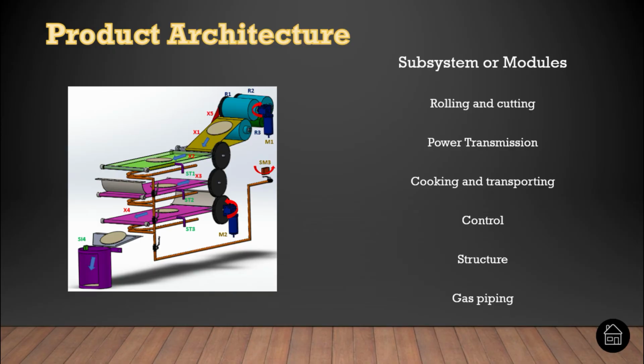Then, in the embodiment design, the first step is product architecture. In this step, we define the subsystems or modules, and these are rolling and cutting subsystem, power transmission, cooking and transporting, control structure, and gas piping. They are represented in the illustration.